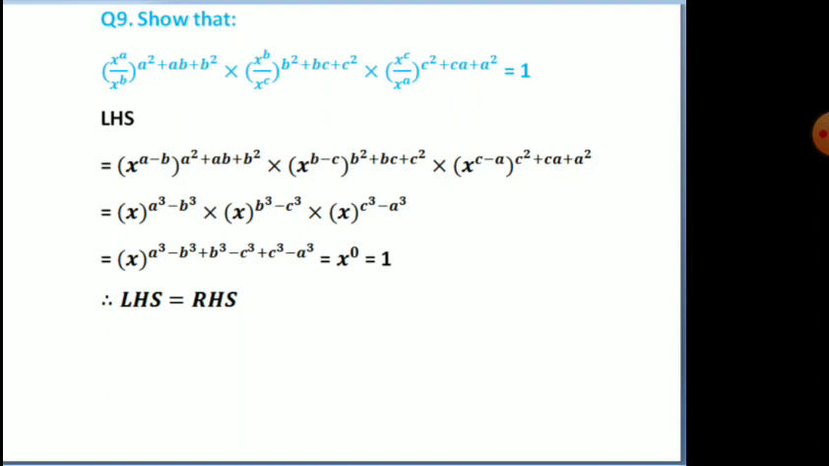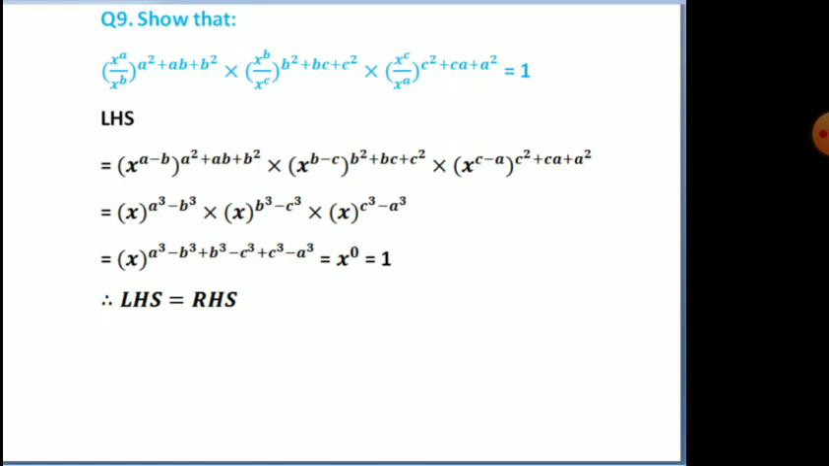Now see, this a minus b into a square plus ab plus b square, it is the expansion of a cube minus b cube. Similarly, b minus c into b square plus bc plus c square is the expansion for b cube minus c cube. So here, instead of writing a minus b into a square plus ab plus b square, we will write it as a cube minus b cube. So next step, we have written it as x to the power a cube minus b cube into x to the power b cube minus c cube into x to the power c cube minus a cube.